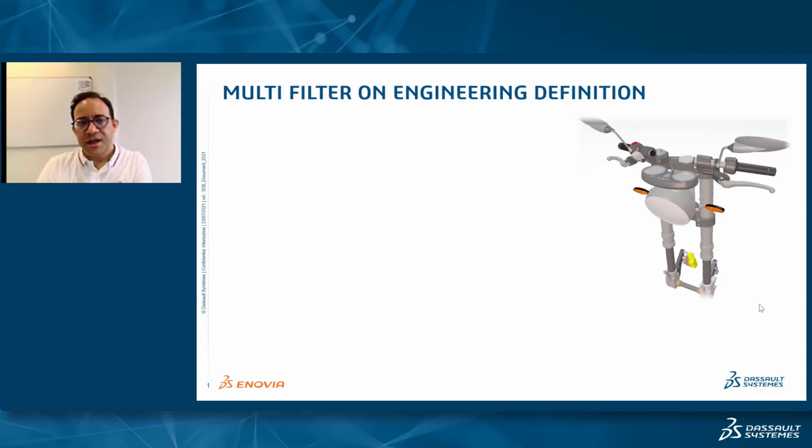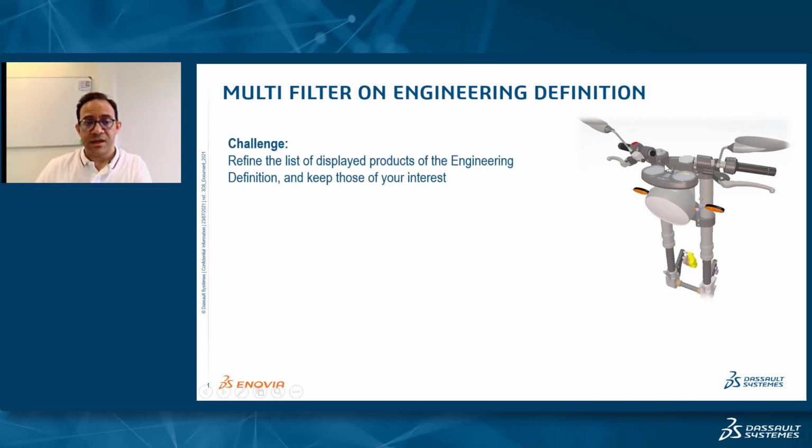Hi everybody. Today I would like to give you a small tip on how we can reduce the complexity of the engineering definition that we see in the widget engineering release by doing simple actions directly from within the widget. So the challenge here is to refine and reduce the list of the displayed products in the engineering definition, especially when you have a very complex product structure, and by that you can reach out to your products which are of your interest in order to do a specific action or set of actions that you are interested in.